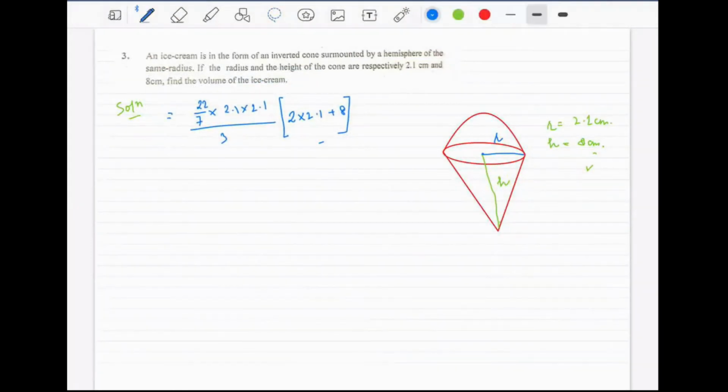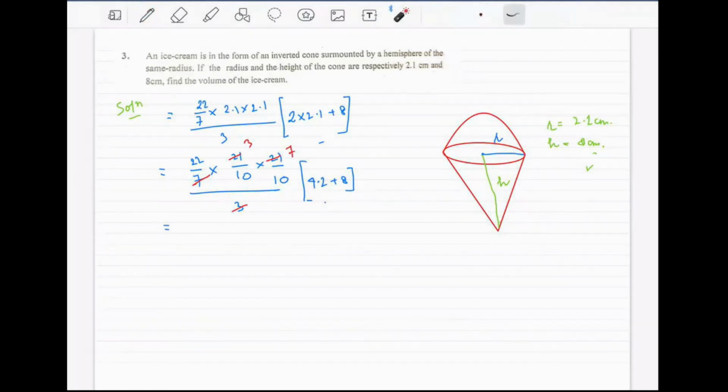So you know that this 2.1 we can express as 21 by 10, right? There is one decimal point, so there is a zero here. So express this, we will have 22 by 7 into 21 by 10 into 21 by 10 divided by 3. You can multiply this, 2 and 2.1, it will be 4.2 plus 8. Do cancellation, 7 3s are 21, 3 7s are 21.